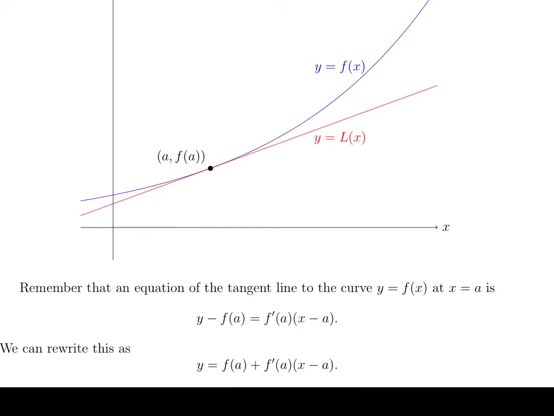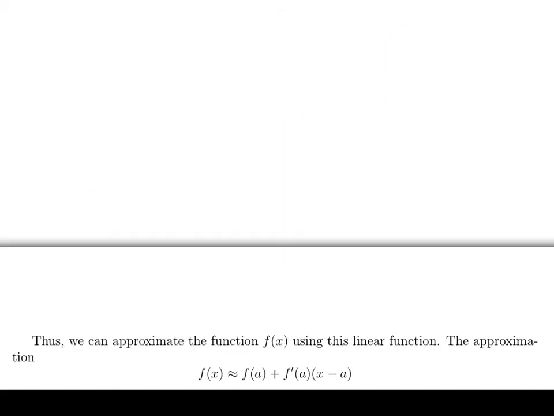Now I just want to rewrite this a little bit. We didn't really do anything special. We just take this term and move it to the right-hand side. And so now we have a new equation, but it's really the same equation, just rewritten in a slightly different way. So if we use the picture as a basis for what we're doing, we can approximate the function f of x using this linear function. So the approximation looks like this. F of x is approximately equal to f of a plus f prime of a times x minus a.